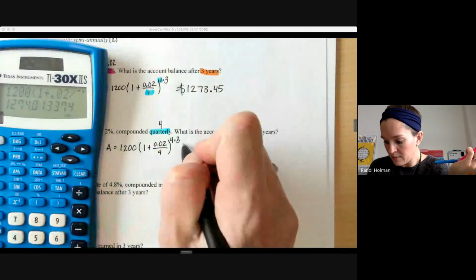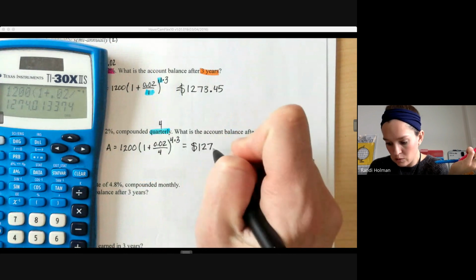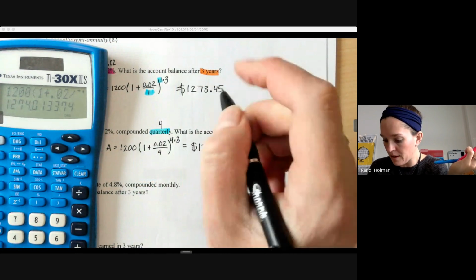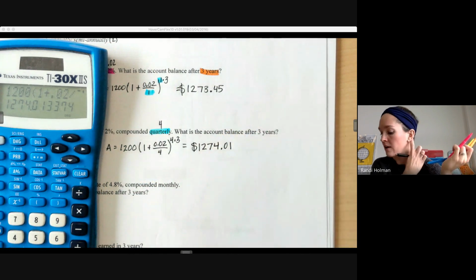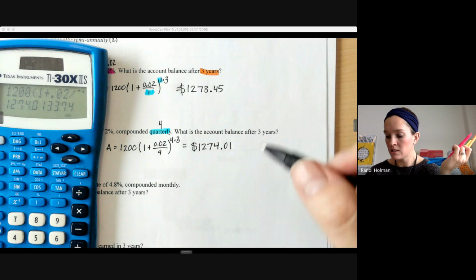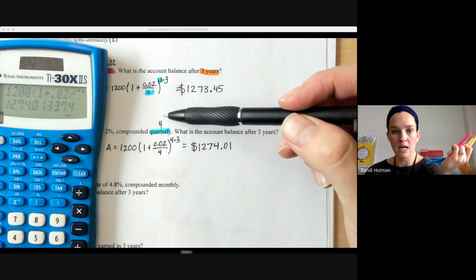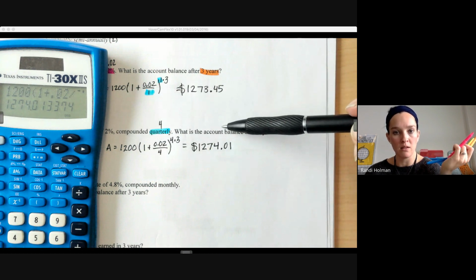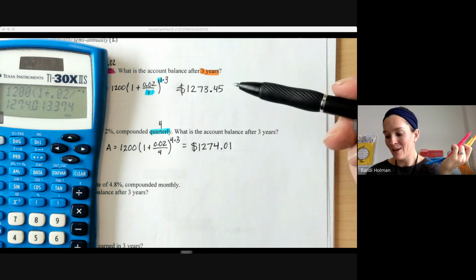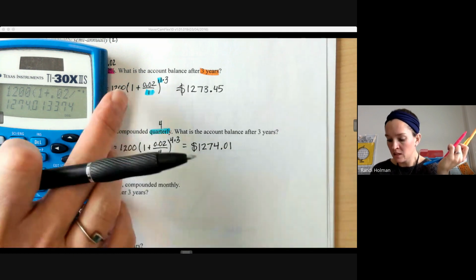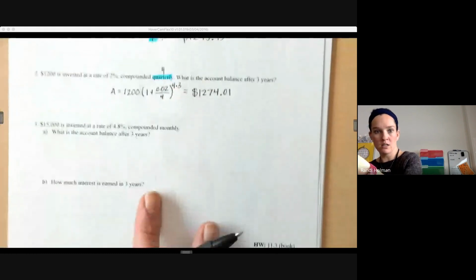So here our investment after 3 years is worth $1,274.01. Again, rounding to the nearest hundredth. Okay, so you can see that just by changing when it's compounded, we still have the same rate, same amount of time, but we earn a little bit more money, like 56 cents more, just by changing when it's compounded. Okay, so let's take a look at a couple more examples with this.